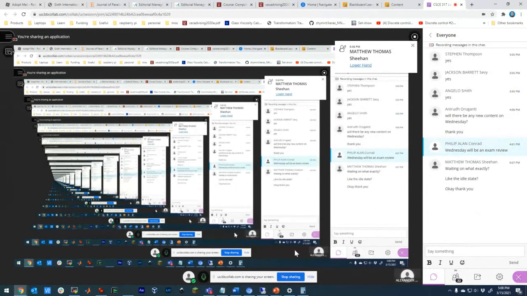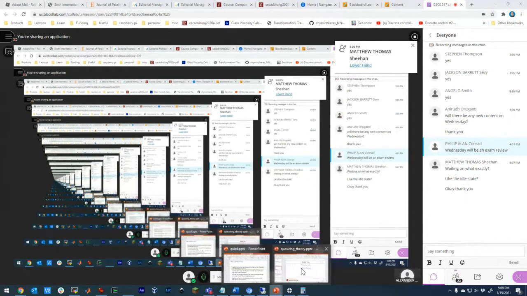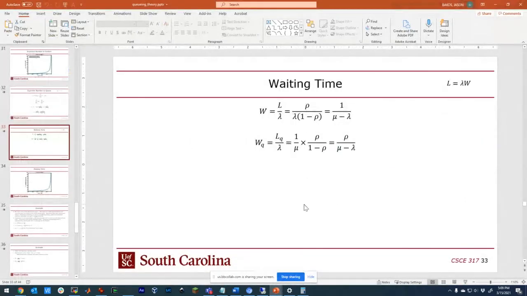Now, if you calculate P sub 0, that's the probability that there will be no customers in the system. So that's basically the amount of time you can expect to have no one in the store.